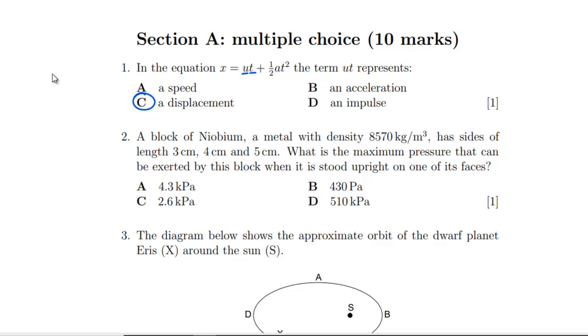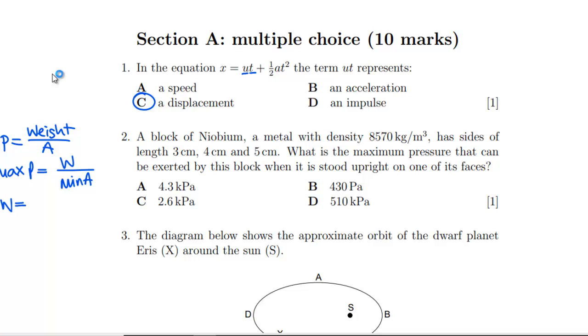Question 2: a block of niobium metal with that density and sides of, right, so those are the dimensions of the block. What is the maximum pressure that can be exerted by this block when it stands upright on one of its faces? We want to stand it on the smallest possible face, because pressure is force over area. In this case, the force is the weight. So our maximum pressure is going to be the weight divided by the minimum area.